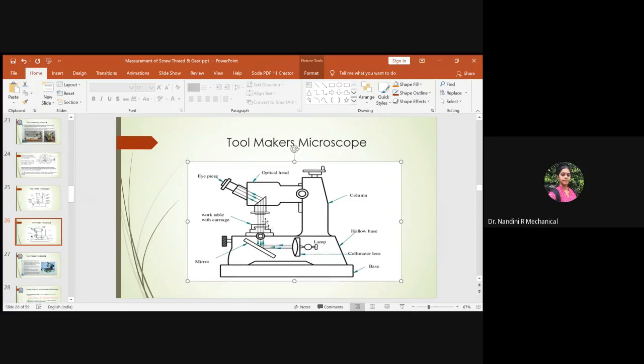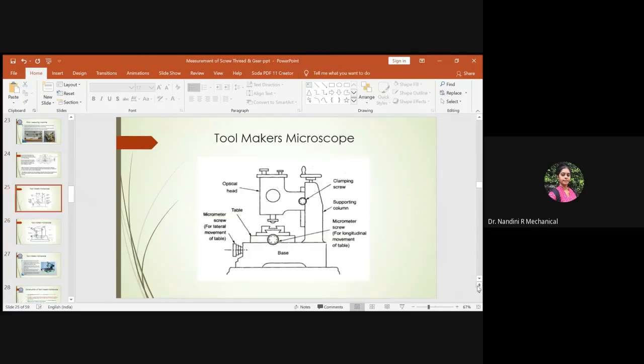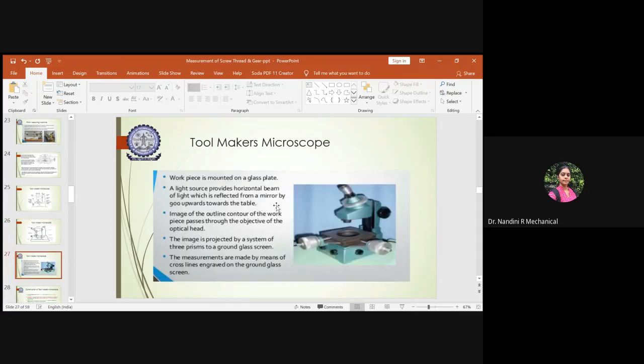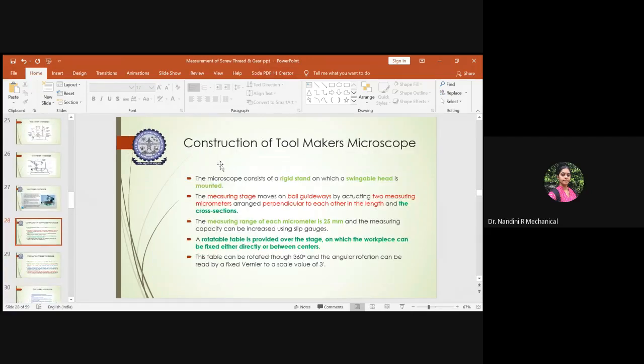This is just the specimen diagram of the toolmaker's microscope, the first one I showed you. This shows the actual working. It's better if you go with the second diagram for the toolmaker's microscope. And I showed you a question where it was asked to draw a neat sketch, explain the construction, the working principle, and applications also.